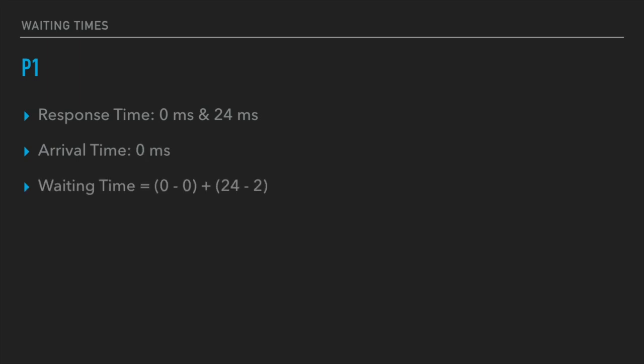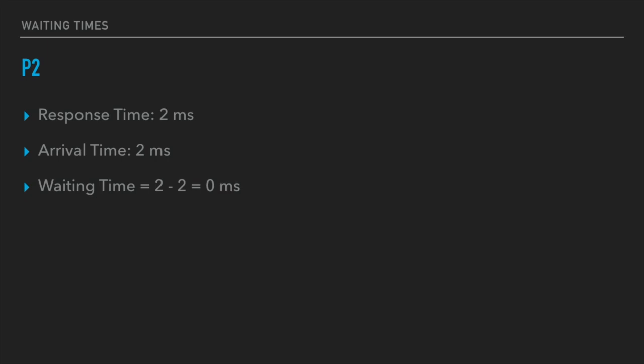Alright, now we need to calculate the waiting time of each process. For P1, the response times were 0 and 24. The arrival time was 0. In the Gantt chart, we can see P1 twice. And when this happens, we need to subtract the first arrival time from the first response time. Then we need to subtract the time it was interrupted from the next response time. In this case, P1 was interrupted at 2. So we need to subtract 2 from the next response, which was 24. This gives us a waiting time of 22.